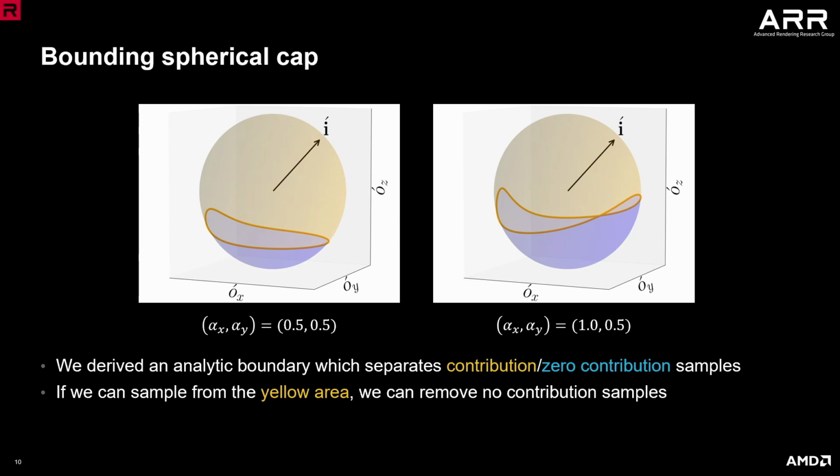In our work, we derived an analytic boundary which separates the contribution and zero contribution samples on the sampling space. In this figure, the yellow line is the derived boundary. The orange area represents the region where samples will not be discarded, and the blue area represents the region where samples will be discarded. So, if we can sample from the upper yellow area, we can remove zero contribution samples.